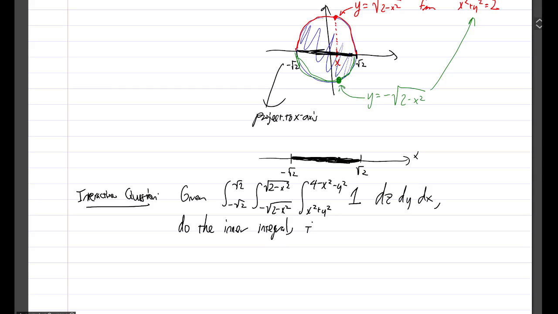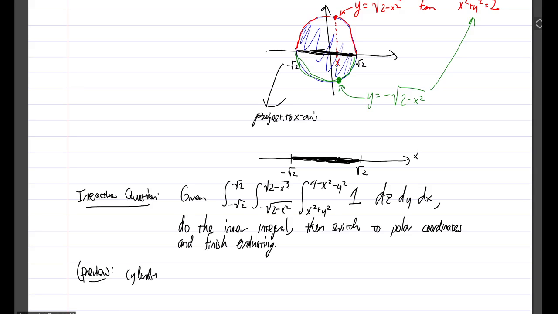Then, instead of computing the integral as written, switch to polar coordinates, and then finish integrating and finish evaluating. We'll just comment that doing this is going to be a preview of what we'll look at very soon: a preview of cylindrical coordinates. So there's your interactive question.